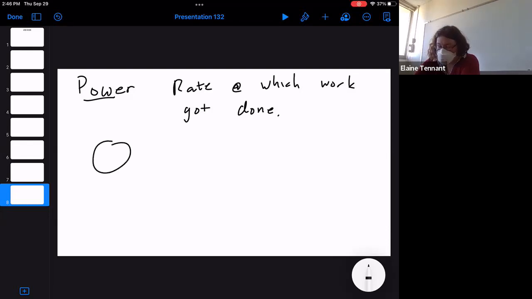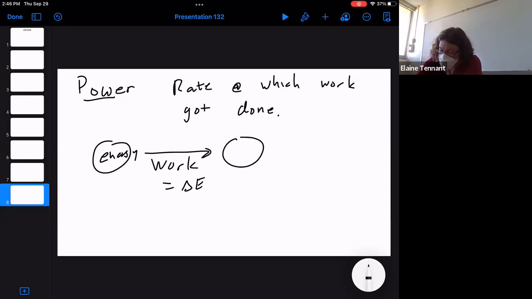So if you had energy over here and you needed to move it over there, work was how much energy you moved, and power was how quickly you could do that. So power was just change in energy over change in time. Sound okay?